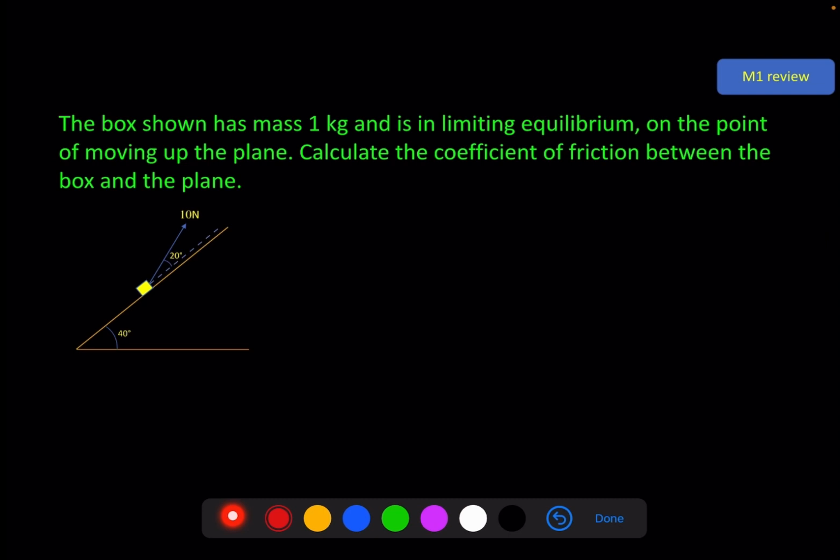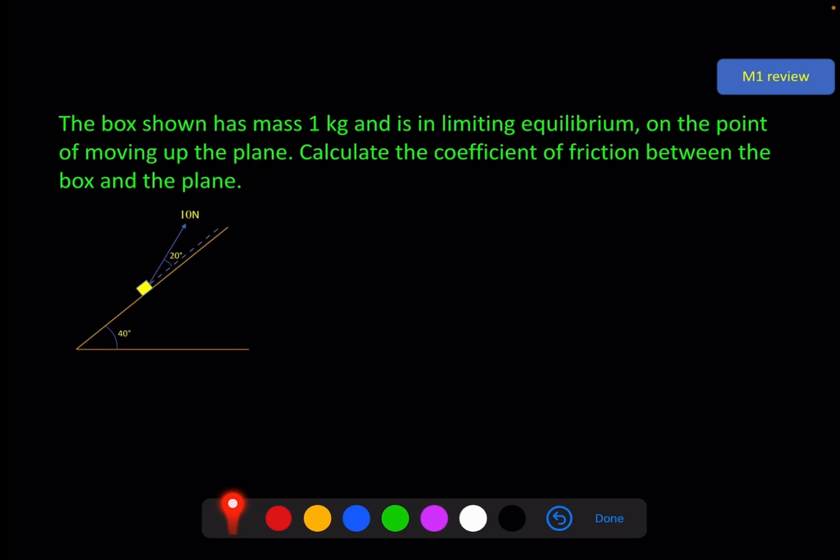On the screen, an M1 question to review the chapter Statics of a Particle, which forms the foundation of this chapter. The box shown has mass 1 kilogram and is in limiting equilibrium on the point of moving up the plane. The phrase limiting equilibrium and on the point of moving give you the same information. The second part of the sentence is there because of the up the plane part. That's important. We'll come back to that later.